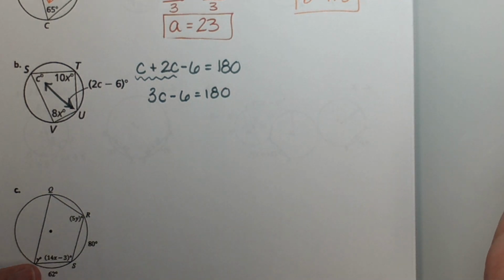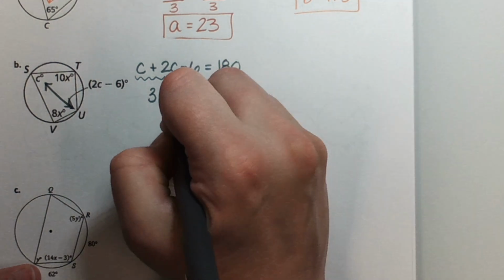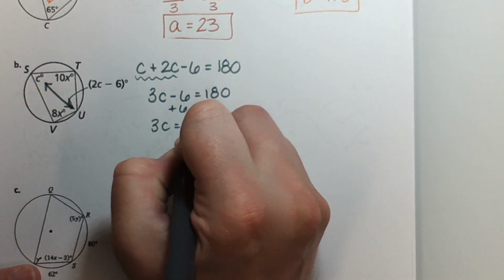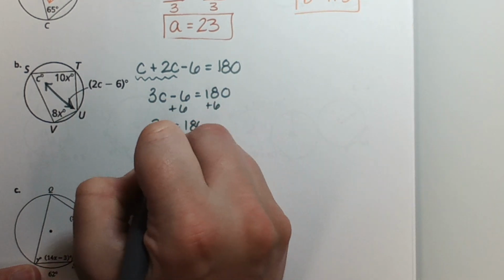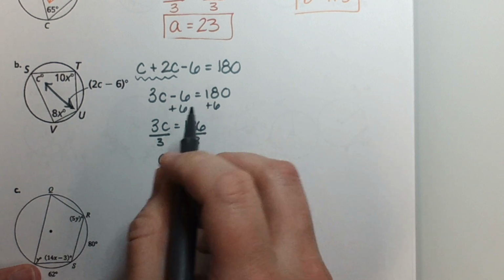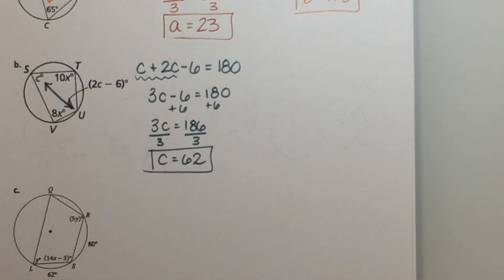Then we should add 6. 3C is 186, and then we divide by 3. C is equal to 62. Woohoo.